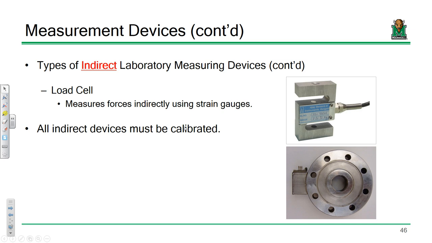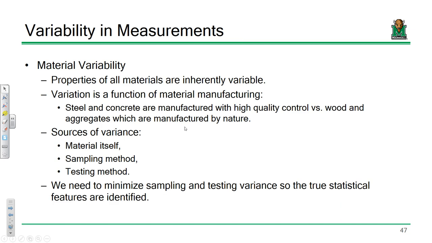So it's a very common example of an indirect measuring device. Any questions about that? The difference between what a direct measuring device is and what an indirect measuring device is? It's important to mention because it can introduce a little bit of variability in your measurements, and you want to account for that. Speaking of, we need to talk a little bit about variability in measurements.